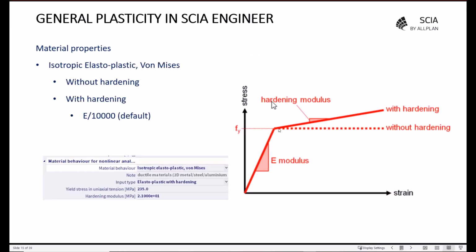I'll now explain the difference between behavior without and with hardening. For the first one, the stress is limited by Fy, the yield stress. For the second, there's an additional slope that can be manually modified in the material properties. By default, it's fixed to E divided by 10,000, but we can modify it in the material properties.